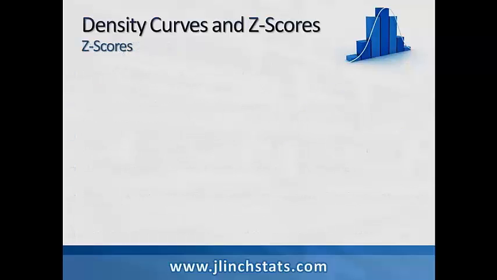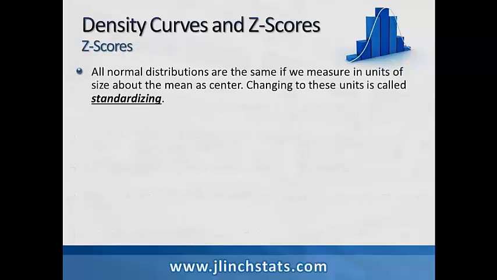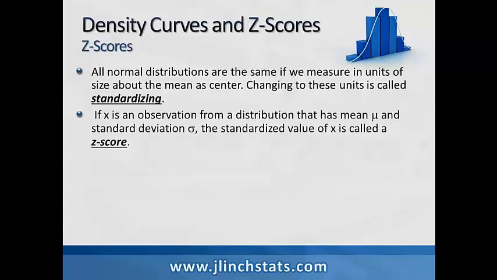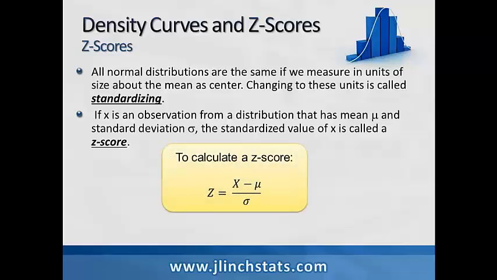Now let's talk about z-scores. All normal distributions are the same if we measure in units of size about the mean as center. And changing to these units is called standardizing. Now, if x is an observation from a distribution that has a mean of mu and a standard deviation of sigma, the standardized value of x is called a z-score. We're going to calculate a z-score with the following formula.